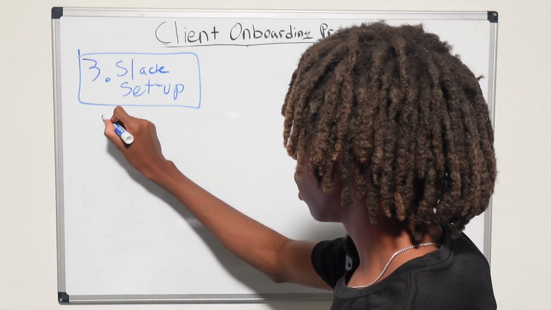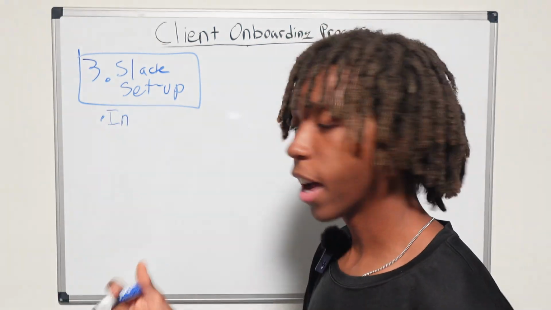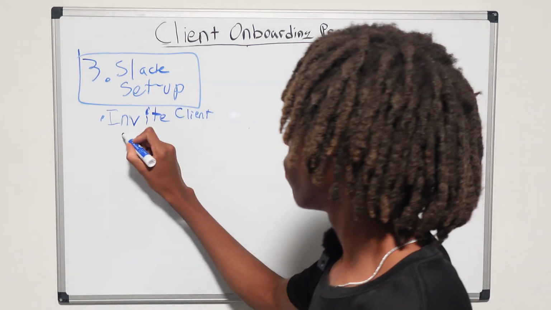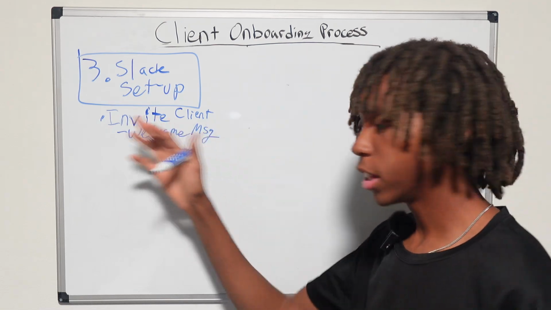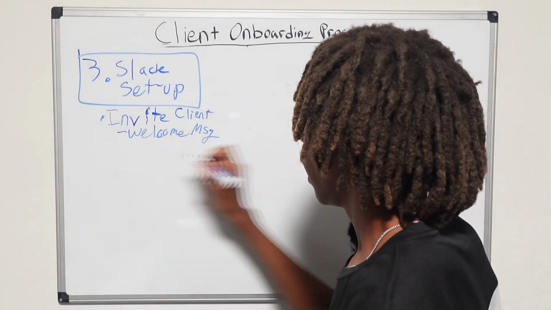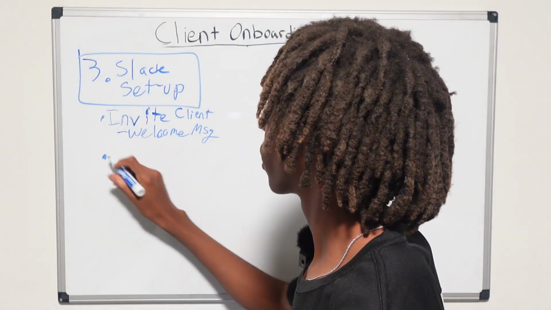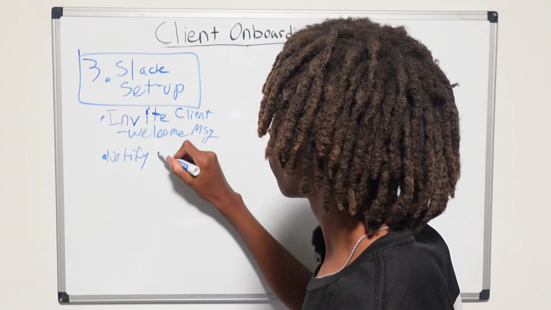So under this, we're going to invite them, of course. And you can even automate this in HighLevel. Maybe I should make a video on the automation process. Okay, so we're going to invite them and we're going to have a welcome message for our team, or maybe it can even be automated. And another thing we're going to do is notify our team members ASAP.